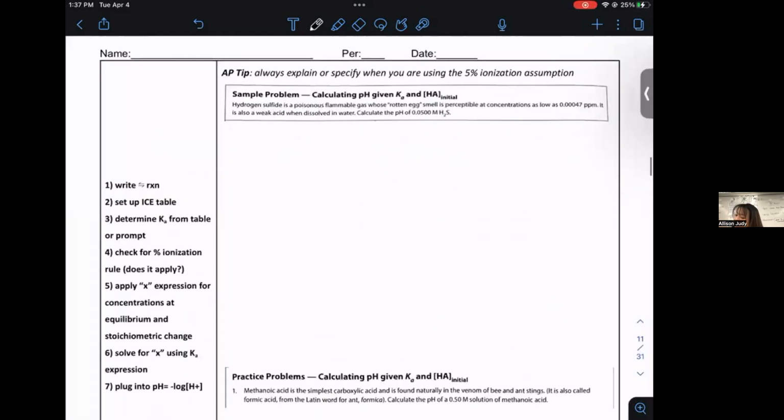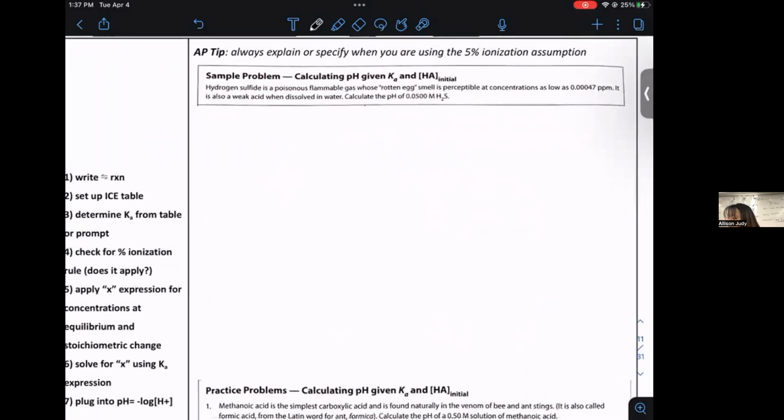So here we have hydrogen sulfide, a poisonous, flammable gas whose rotten egg smell is perceptible. Anything with sulfur usually just stinks really bad.